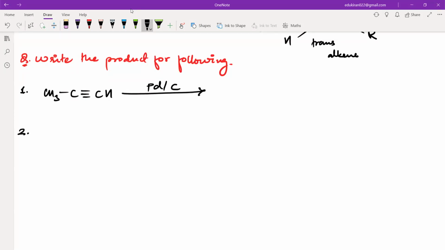So here you are going to get cis alkene. So this will be CH3 bonded to carbon, double bond CH2, and there will be hydrogen here. Okay, like this.